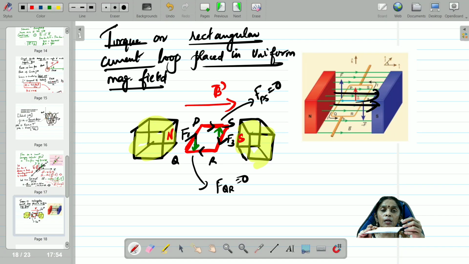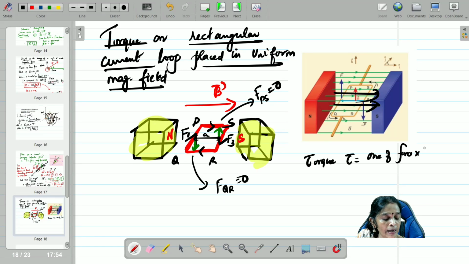Because these two forces are not in the same line of action, they are separated by a perpendicular distance. Hope you understand, children. So therefore, I am taking this case. Torque tau is equal to, this coil is separated by a distance of a. So torque tau is equal to one of the forces into its perpendicular distance. One of the forces is nothing but F, any one force.